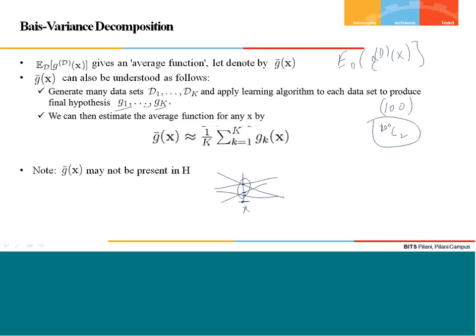What is this E_D of x? Means to say, for every data set you have a hypothesis, and on an average, what is the value you get from all those hypotheses? That is what this average function is saying, and what this E_D is saying. E_D means expected value of the hypothesis for a given x with respect to the data.